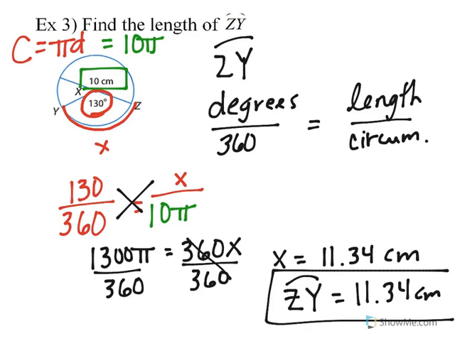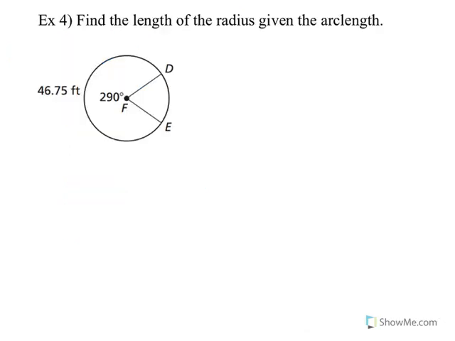And I can solve. And last but not least, our last example says, find the length of the radius given the arc length. So how are we going to do that? Well, we are given our arc length. Which arc are we given? We're given our major arc around, which is DE. And typically they would put another letter in there. So we're given that arc.